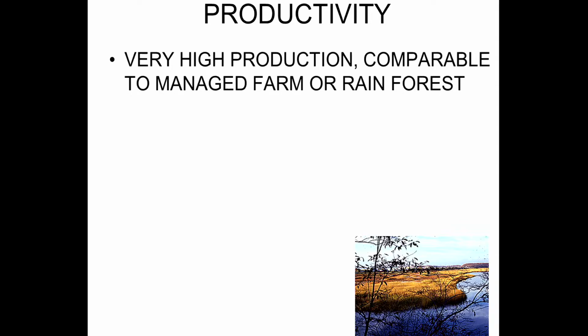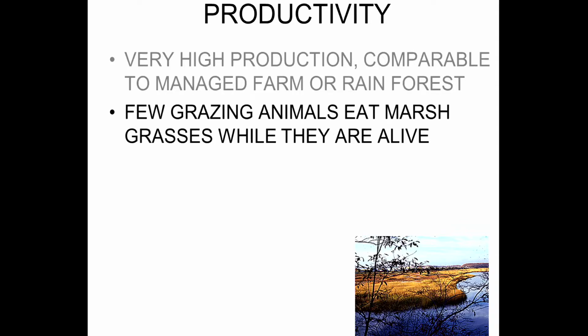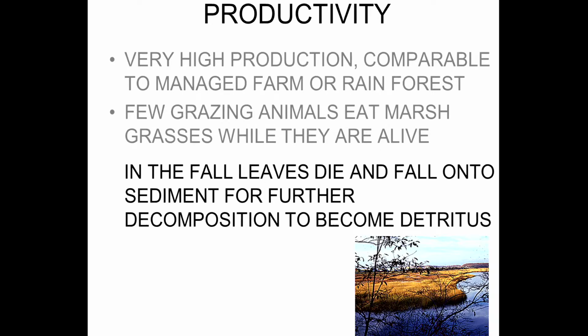Okay, talking about the productivity. As I said, it has very high productivity, comparable to a rainforest. However, there are very few grazing animals. When you think of an area with high productivity, you'll expect zebras or some large herbivores chomping on the leaves. There generally are not that kind of animals on salt marshes, but there are animals that will eat the grass after it has died and is decaying.